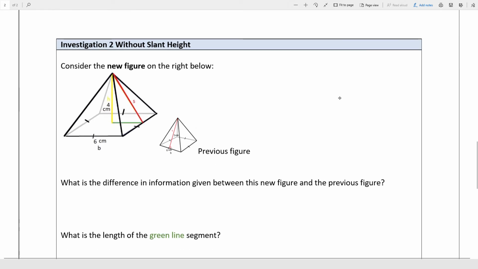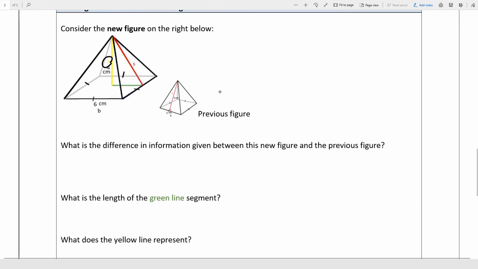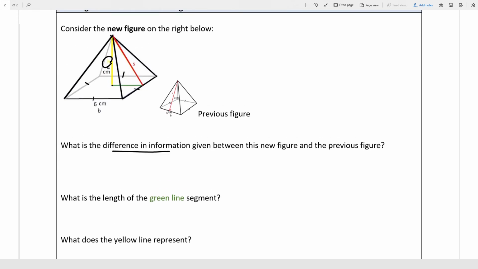Now in investigation 2, we're going to cover a square-based pyramid without the slant height given. Instead, we're given something called the height. This is the actual height of the pyramid because it goes from the top of the pyramid to the center of the square. So we consider this new pyramid, and then what is the difference in information given?